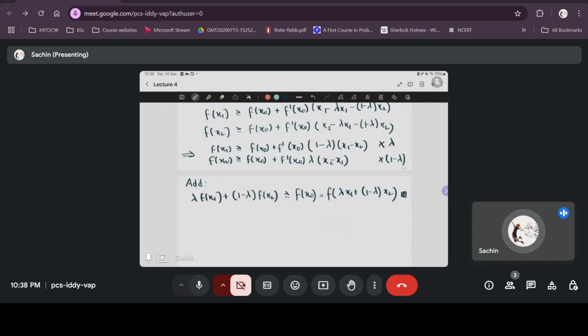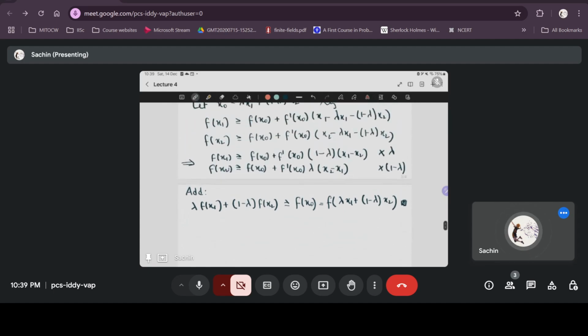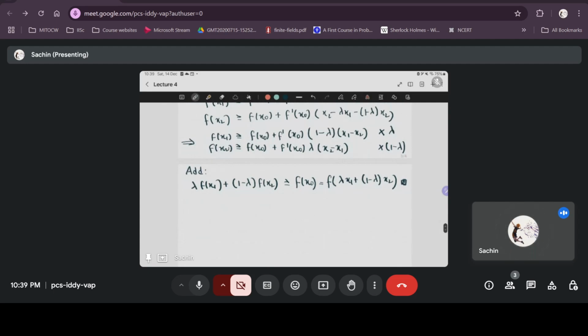So that's a way to find out whether the function is convex. But for this, the function must be differentiable in the first place. f of x and f prime of x both should exist, and f double prime should also exist. So it should be kind of a smooth function.